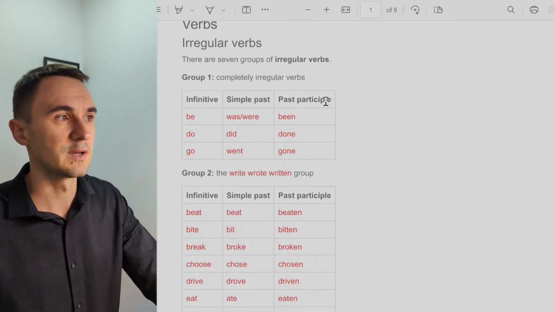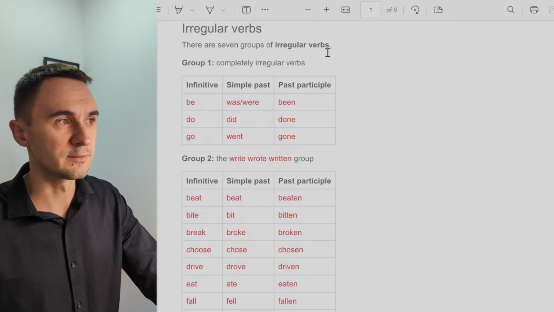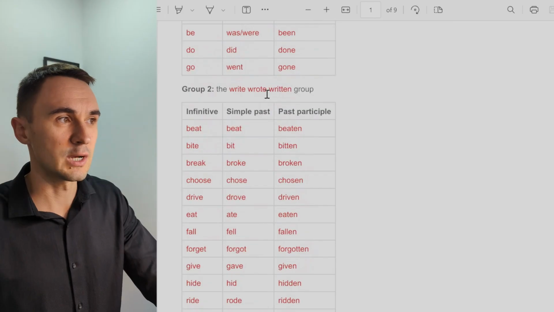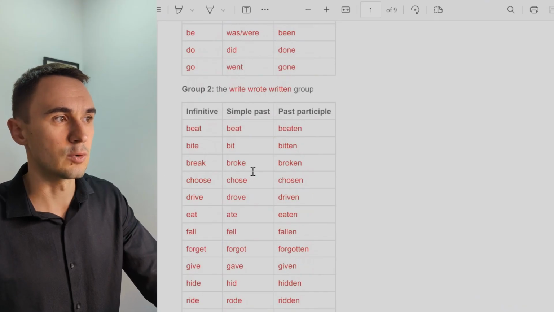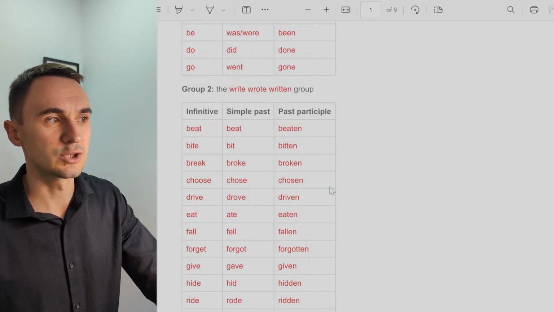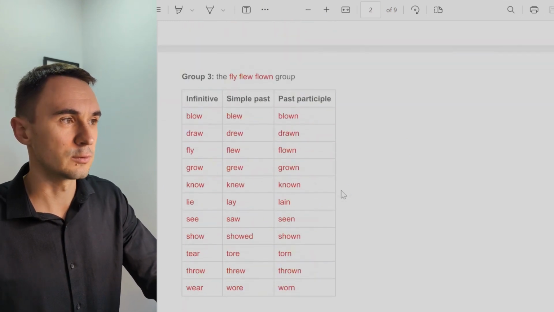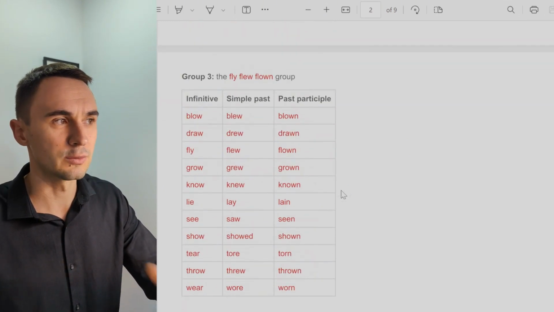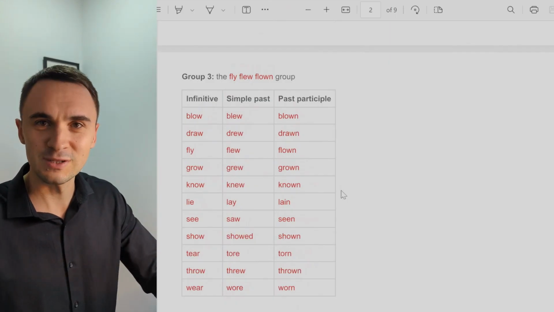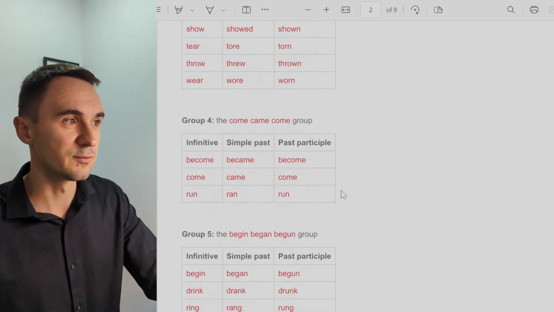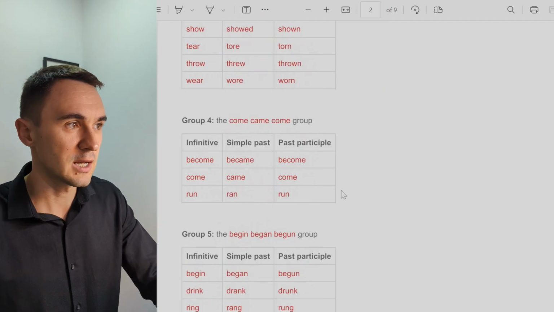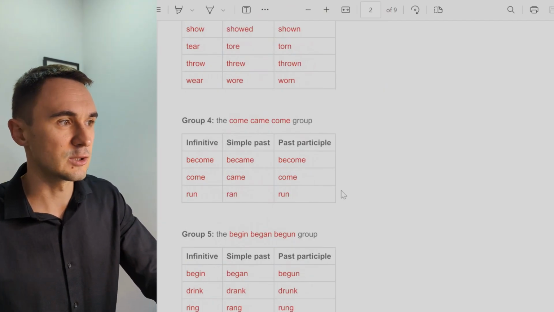As you can see, we have the first group, completely irregular verbs, where we don't have any patterns. The second one is the write, wrote, written group, yeah? As you can see, the same pattern. Write, wrote, written, break, broke, broken, choose, chose, chosen, and so on. The third group will be fly, flew, flown. For example, blow, blew, blown. As you can see, they follow the same or a very similar pattern. The fourth group: come, came, come, become, became, become, and so on.